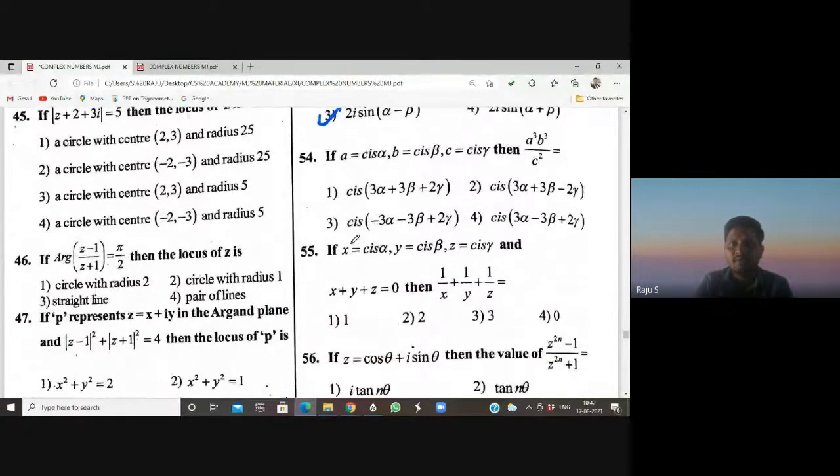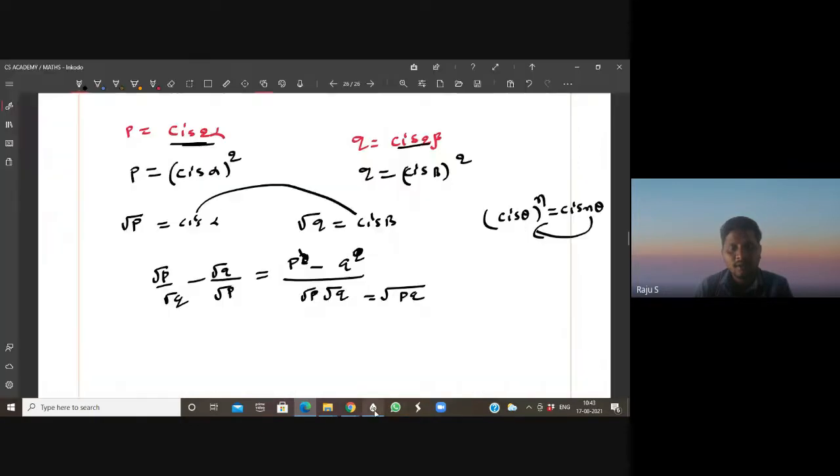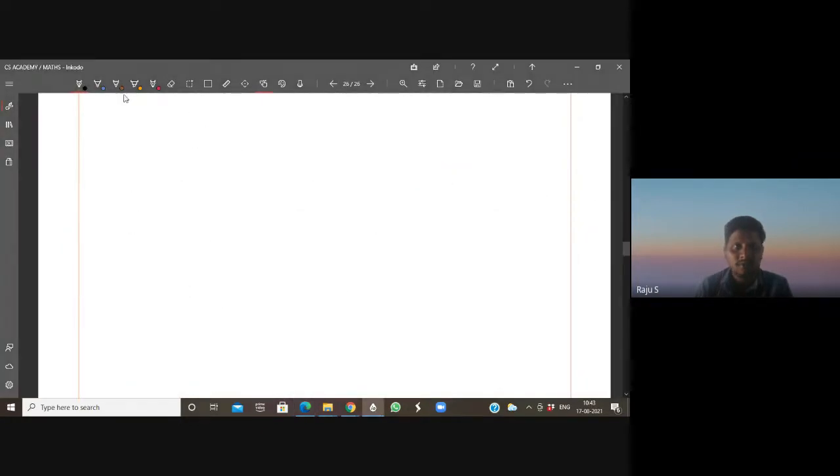Okay, so question 54. Let's see, students. A cube. What is A cube? Shall I write cis alpha whole cube? Shall I write cis 3 alpha? Yeah, students, it is a simple question. Okay, given data is A is equal to cis alpha, B is equal to cis beta, C is equal to cis gamma.